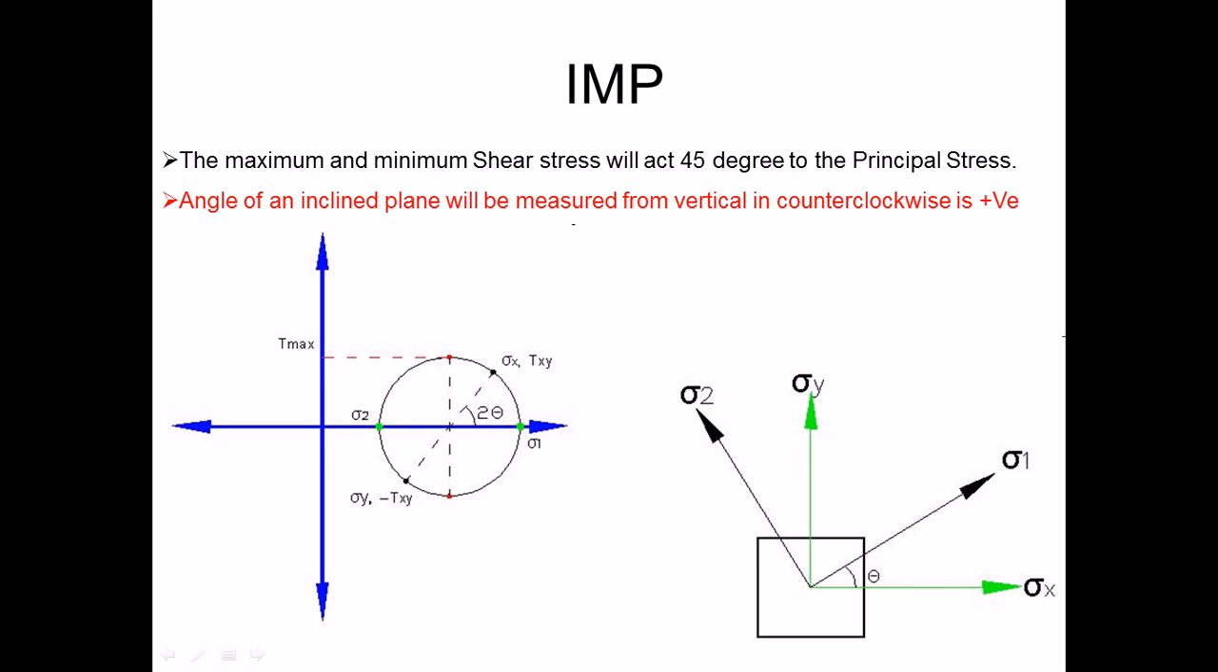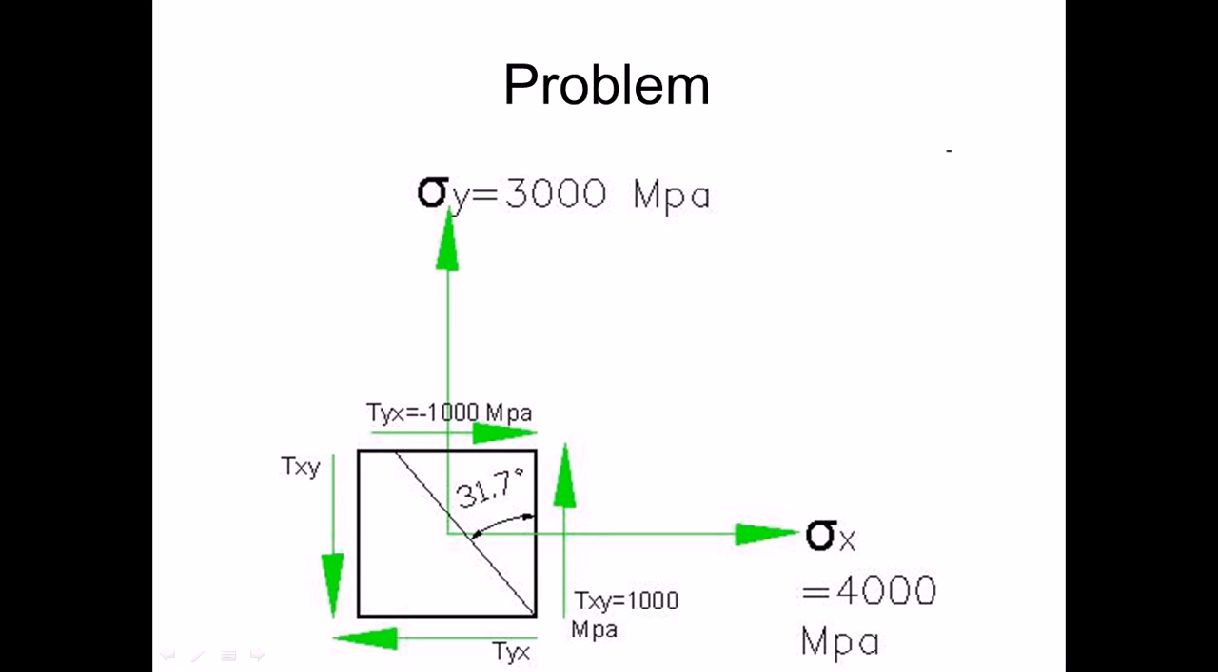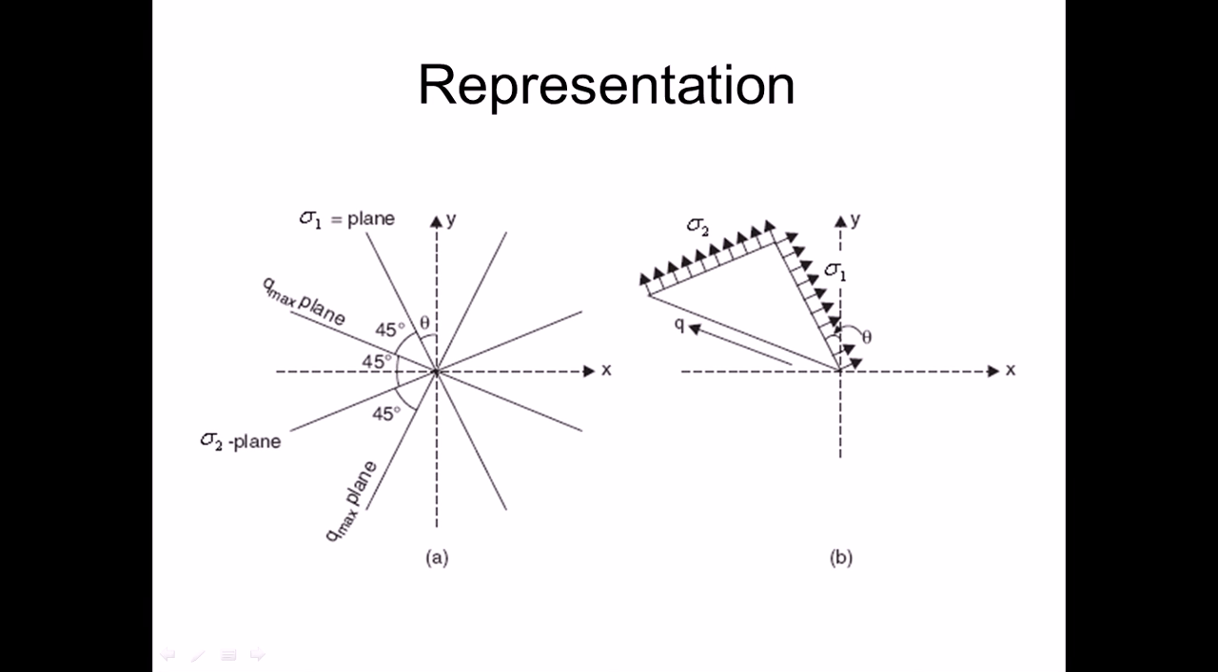So it is minus tau xy. So this is the typical representation of sigma x, sigma y, principal stresses. This is one typical problem where a normal stress sigma x is acting on a body of magnitude 4000 MPa and sigma y 3000 MPa, and the shear stress in the vertical plane is 1000 MPa tending to rotate in the anticlockwise direction above this point, and in the horizontal plane 1000 MPa is acting in the clockwise direction. So how to represent these stresses in a graph?